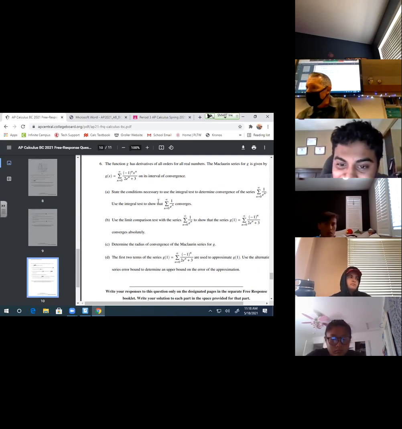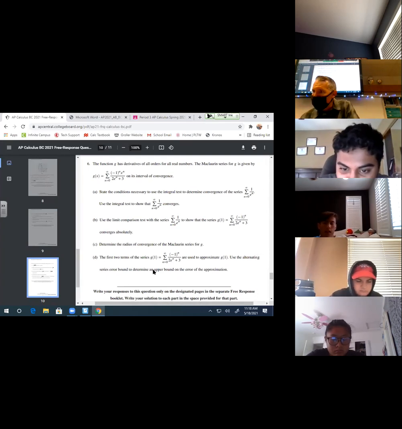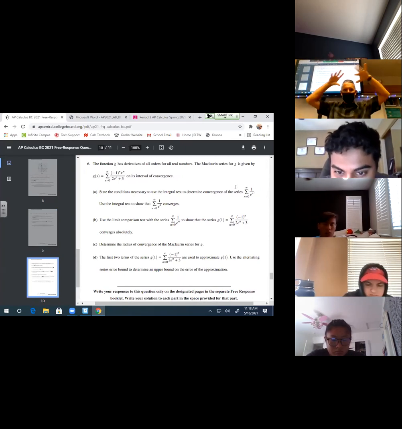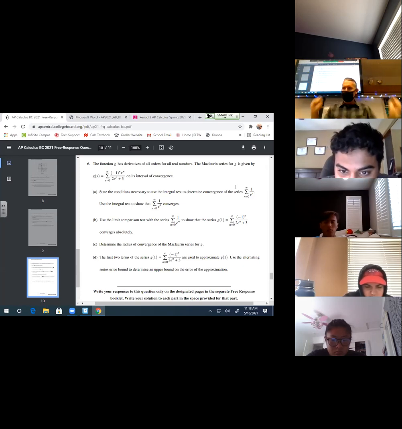State the conditions necessary to use the integral test. So now they're not even referencing this. They're going to something else. They give you this general information that you're going to use eventually for problem 6. But then in part A, it says, state the conditions necessary to use the integral test. What are the conditions? In order to use the integral test, what needs to be true?